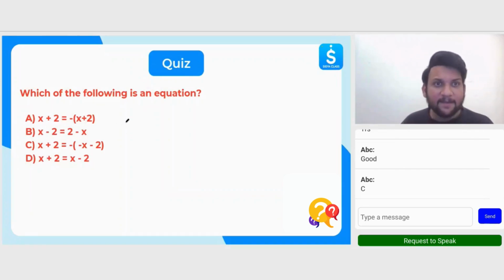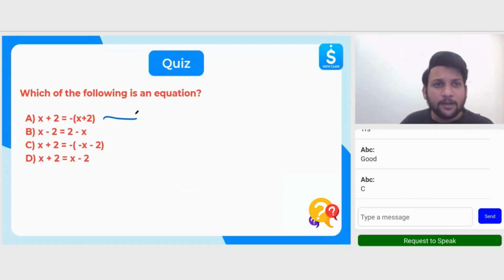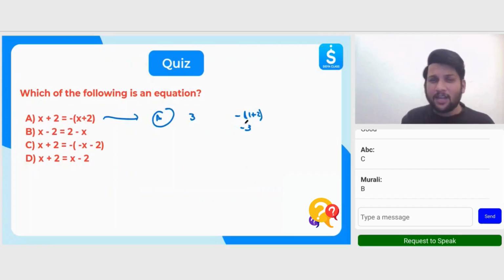Okay, C. Great. So let's take option A. In this, let's put x equals 1. What am I getting? LHS is 3. What is RHS? Minus of 1 plus 2, that is negative 3. Is 3 equal to negative 3? I don't think so. No, obviously not, right? So A is not the correct option.